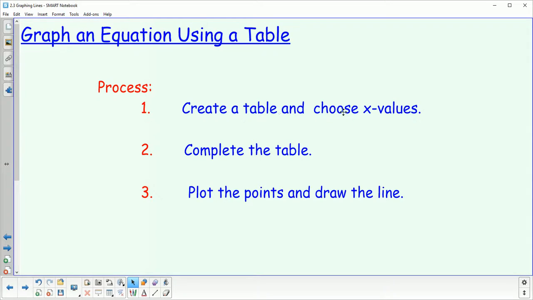So to start us off, graphing an equation using a table. This process is just 3 easy steps. You're going to create a table and choose x values. Now, the table I'm going to show us has 5 values. You're going to need at least 2 x values, but I'll show you 5 just to give you a good idea of how the table is going to behave.